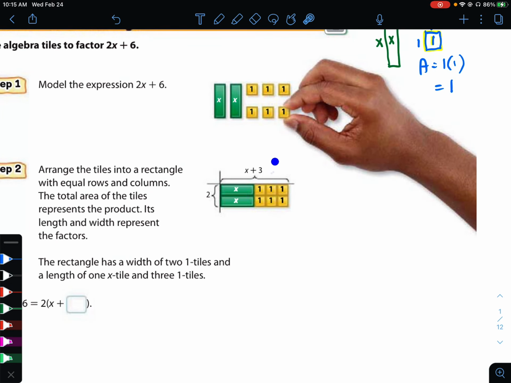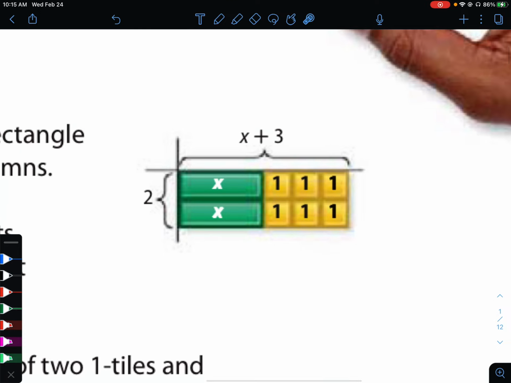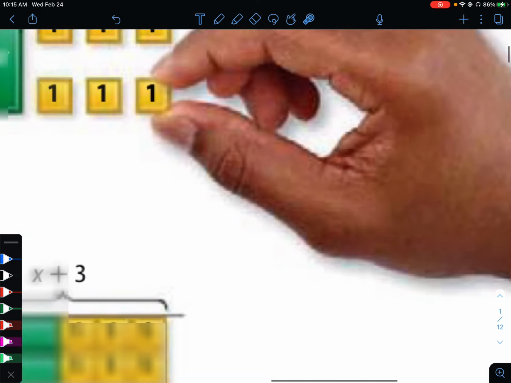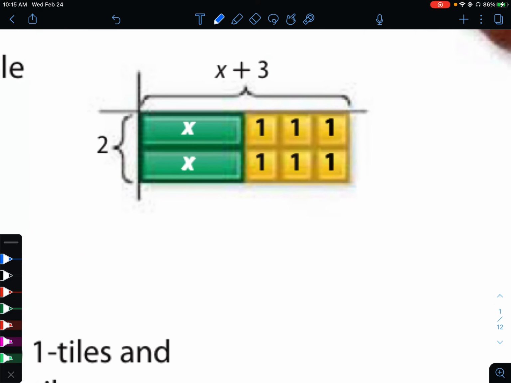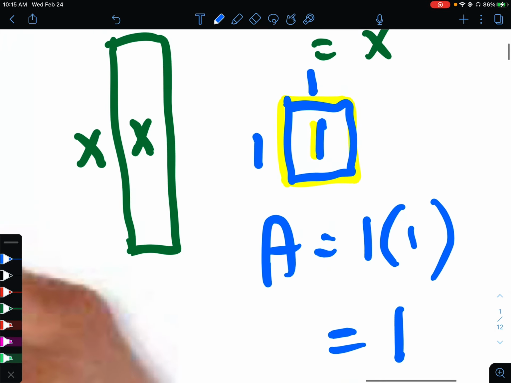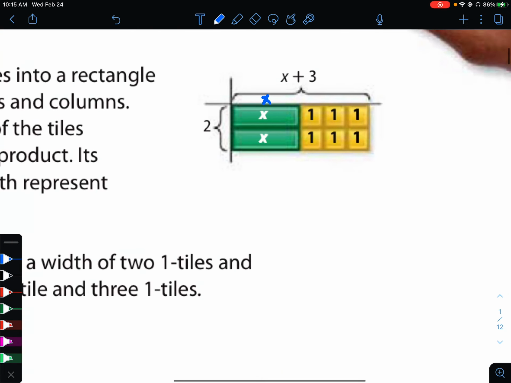It says here x plus 3, but how did you come about with x plus 3? Remember our x tile here? The length of our x tile is x. So this is actually x right here. And since the dimensions of my unit tile are 1 by 1, this is 1, 1, and 1. I'm talking about the length of one side. So if you notice, that's x plus 3 ones, or x plus 3.